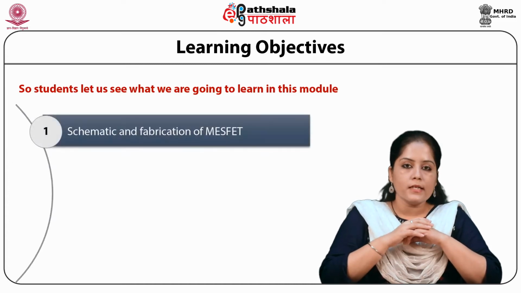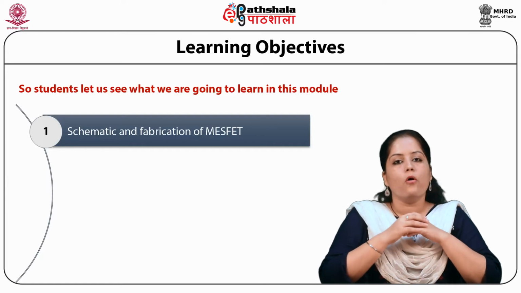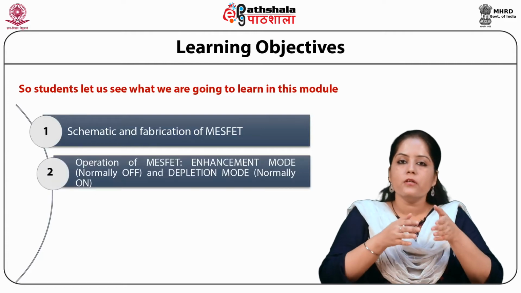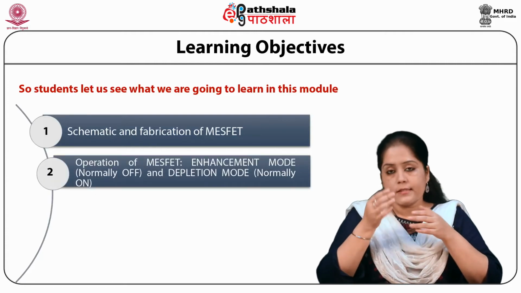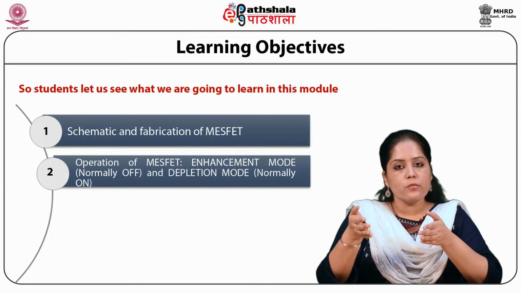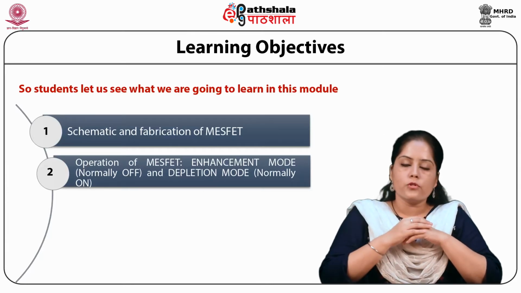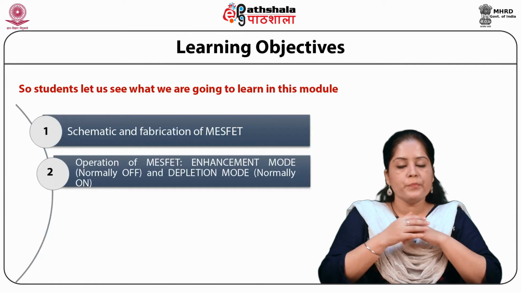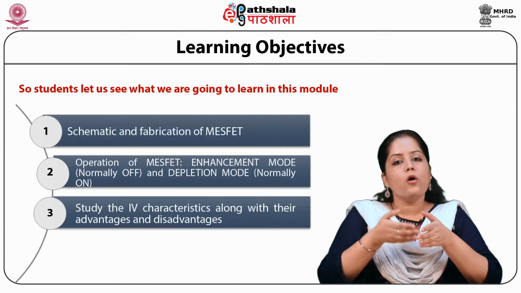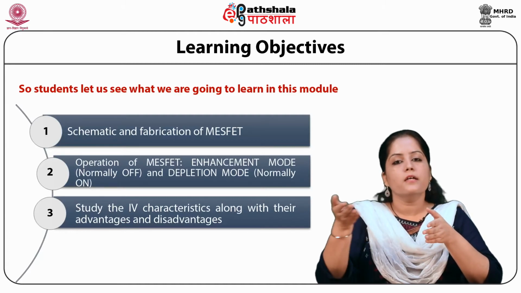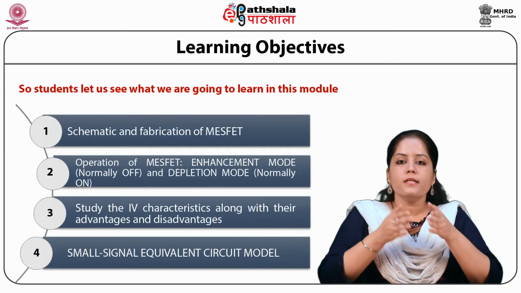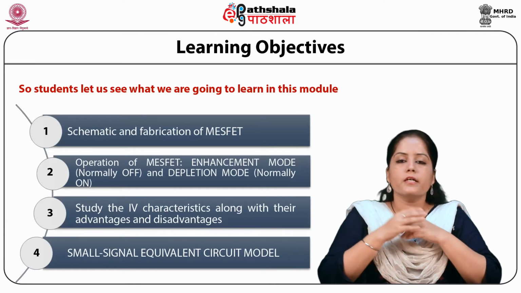First, the schematic and the fabrication of MESFET will be discussed. Second, the operation of MESFET, that is the enhancement mode, which is normally off, and the depletion mode, normally on, modes of MESFET will be discussed. Third, we will study the IV characteristics along with their advantages and disadvantages. Lastly, we will study the small signal equivalent circuit model.